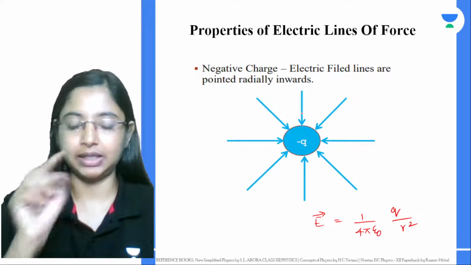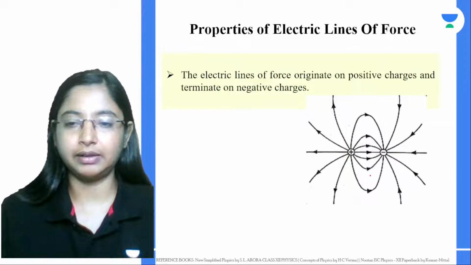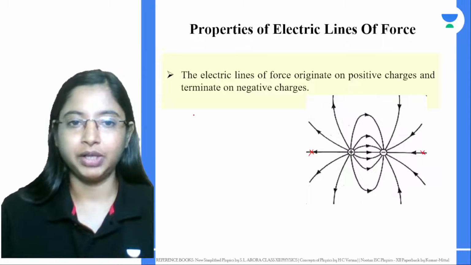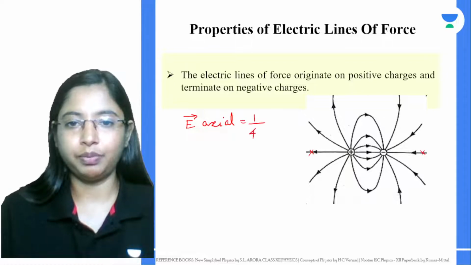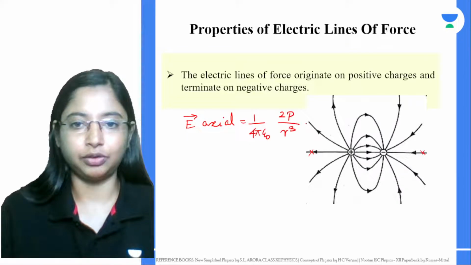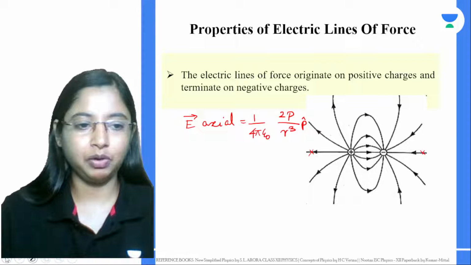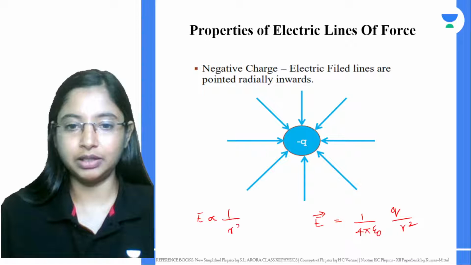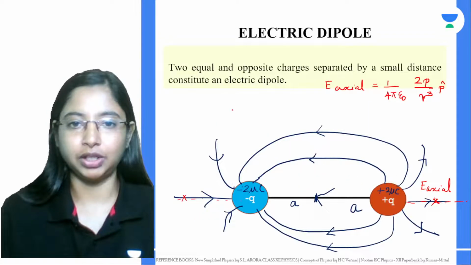This is for a radial field when the lines are straight, but when the lines bend, when you have a dipole, when the charges are equal and opposite, the electric field strength changes. At the axial point joining them, E axial becomes 1 by 4 pi epsilon naught, 2p divided by r cube. Before, E was proportional to 1 by r square, but once the dipole came into the picture, E is proportional to 1 by r cube.